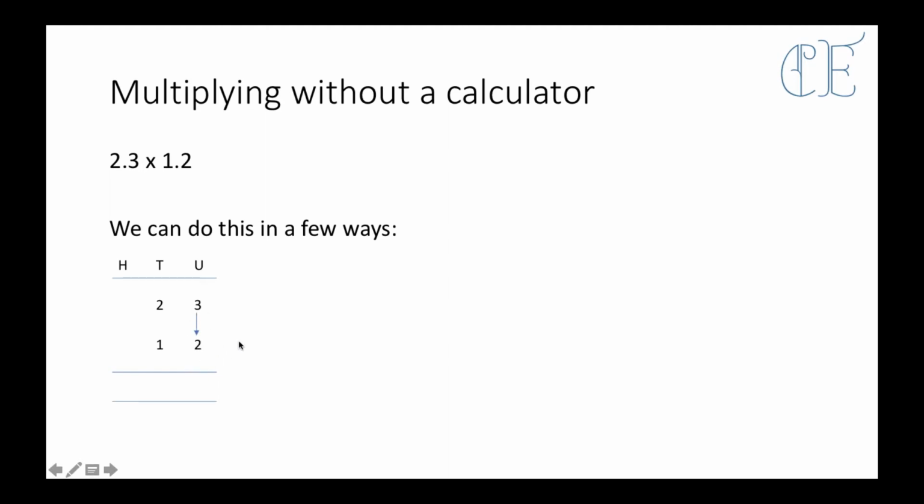Okay, so we're going to do 3 times 2 and put our answer there, which is 6, and then we're going to do 2 times 2 and put our answer there, which is 4. Okay, so everything on top has been multiplied by this 2.